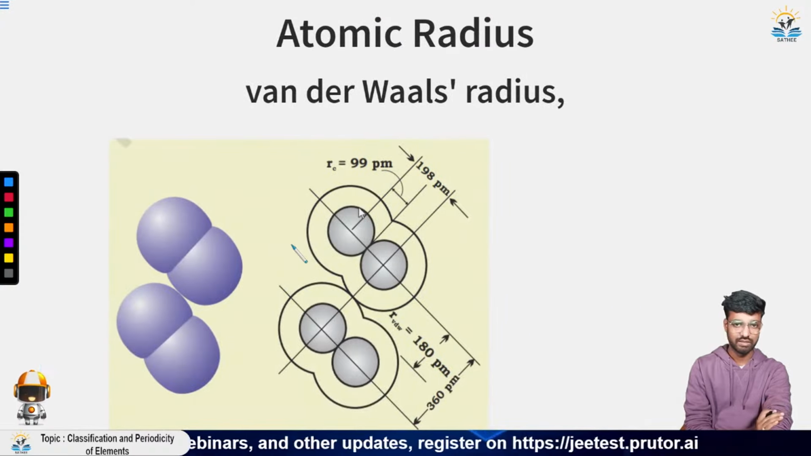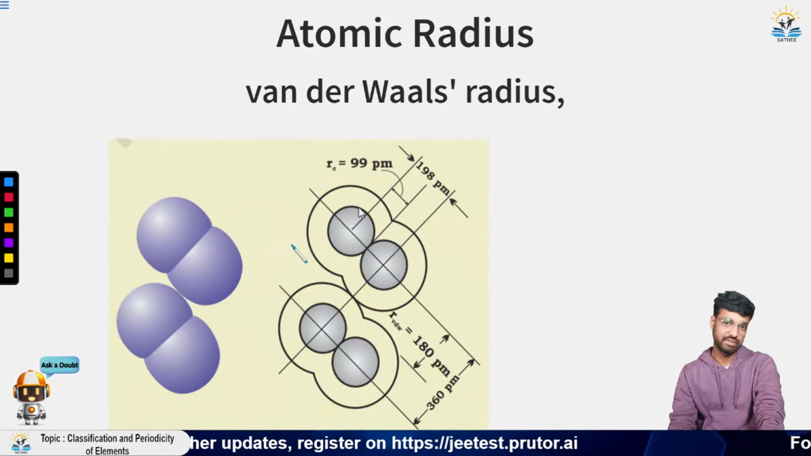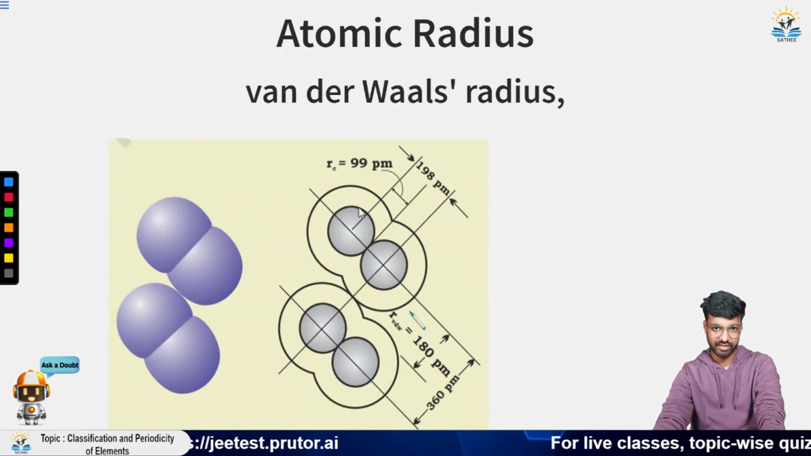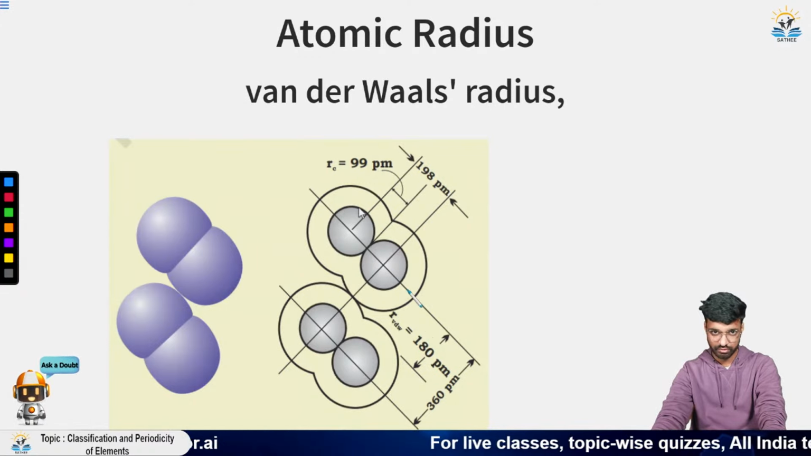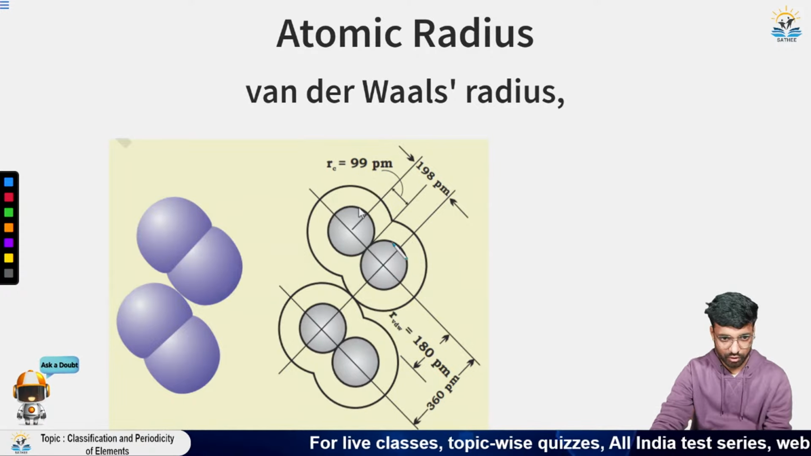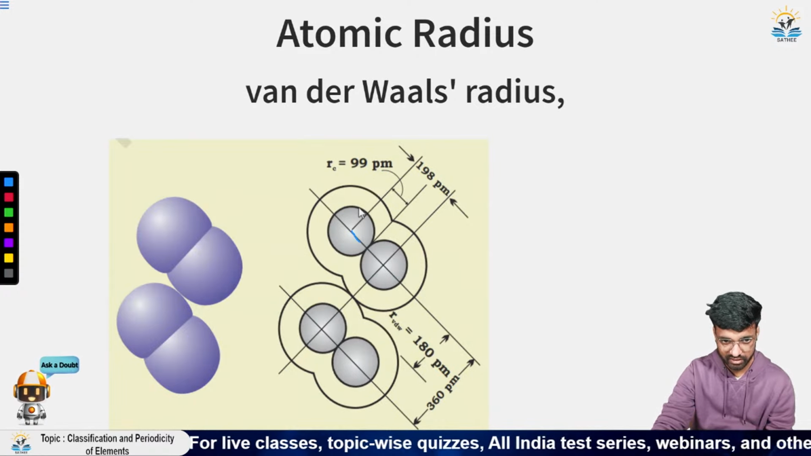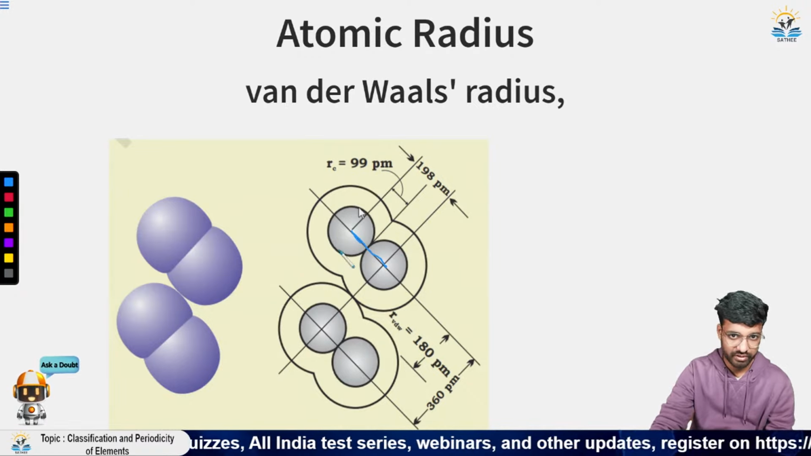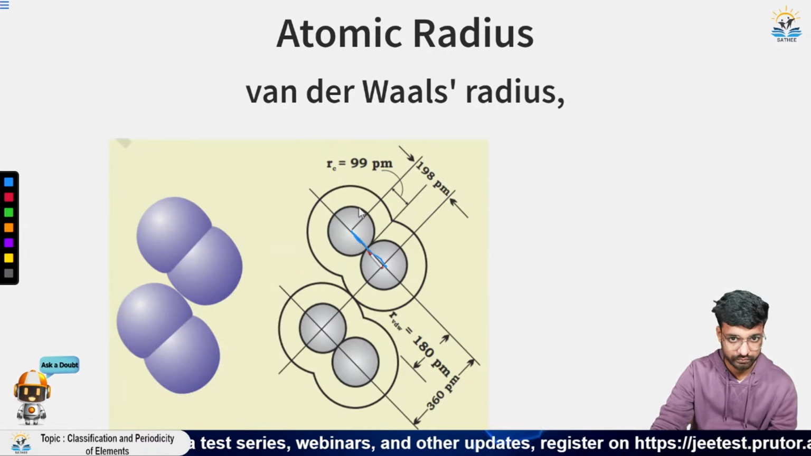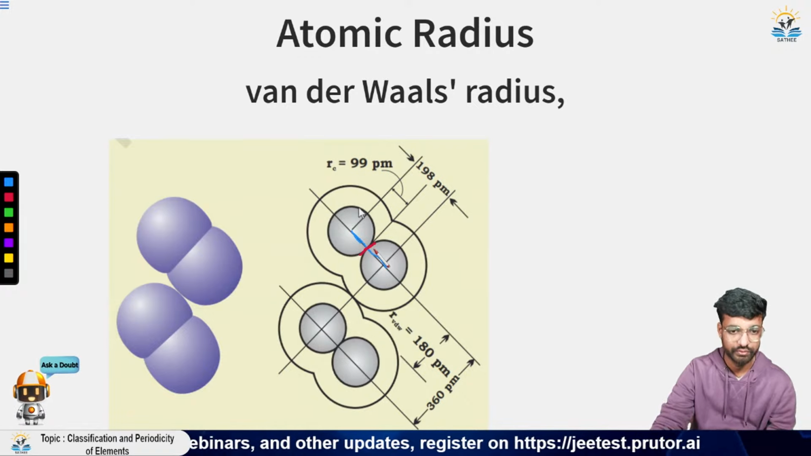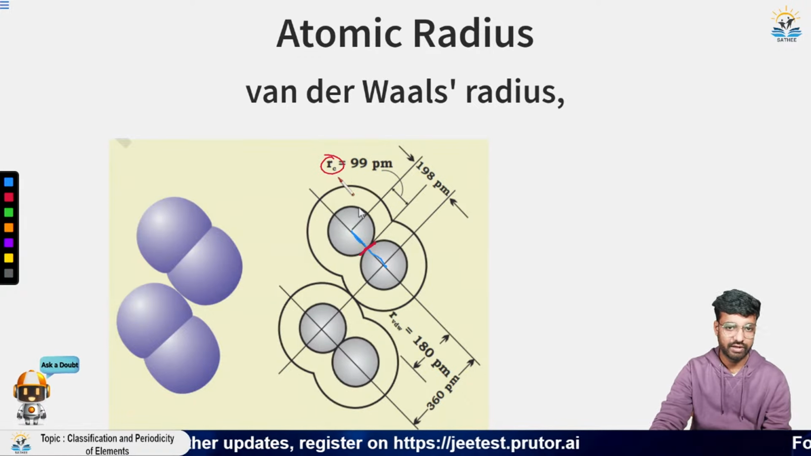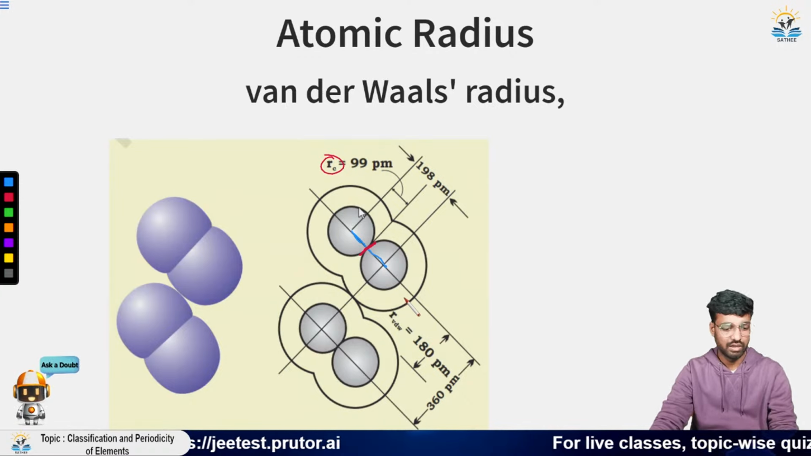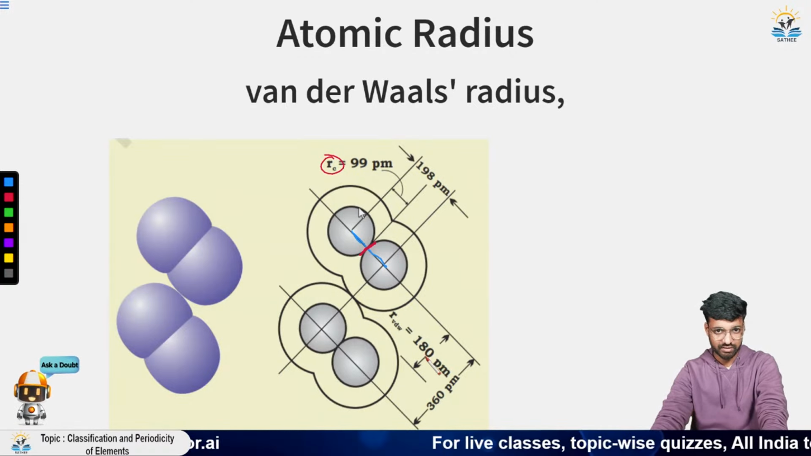Now let us move to the diagram that describes this well, the van der Waals radius and all. If you look here, this is the covalent radius. This is the distance between the centers of the two atoms. Now, if you divide it by 2, then you will get the covalent radius. Now, if you compare this covalent radius with the van der Waals radius, it will be like this.